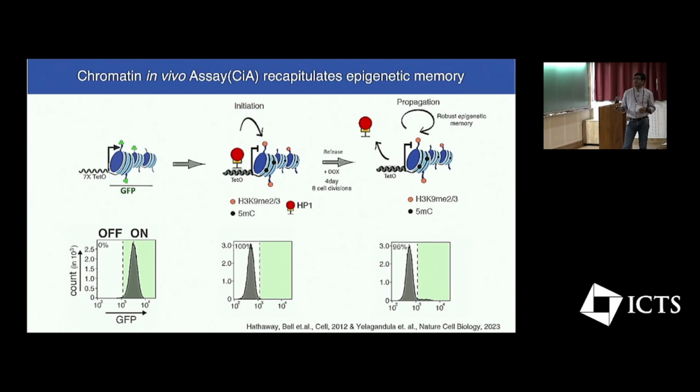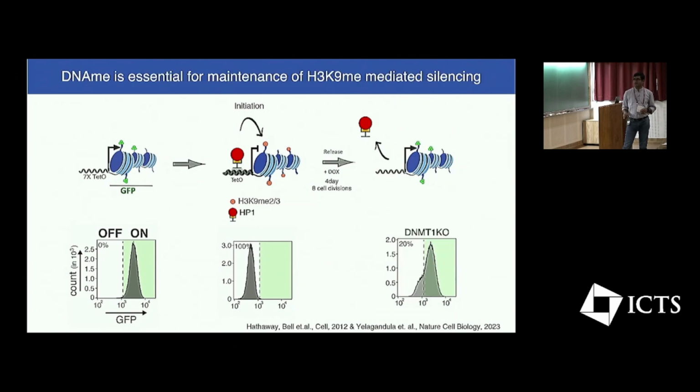To test this, first we depleted H3K9 methylation, but we found that H3K9 methylation is absolutely essential for the initiation of silencing. And then we made a knockout of DNMT1, which is the maintenance methyltransferase. You can see that in the DNMT1 knockout, the establishment of silencing happens normally. We see the establishment of H3K9 methylation, and also there is silencing of the reporter. However, when we test for the epigenetic memory, you can see that the reporter is activated within say 8 cell divisions, or within the 4 days.